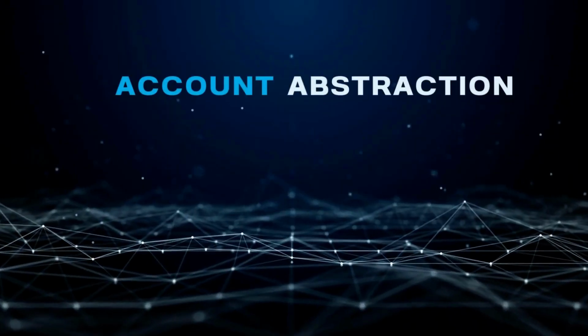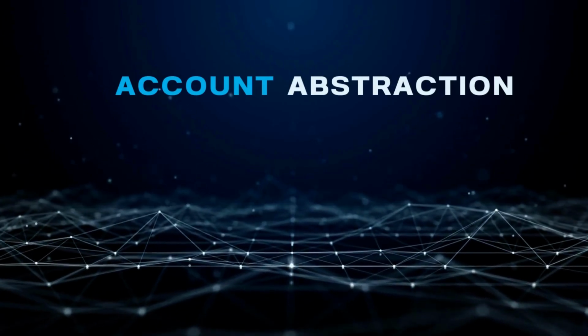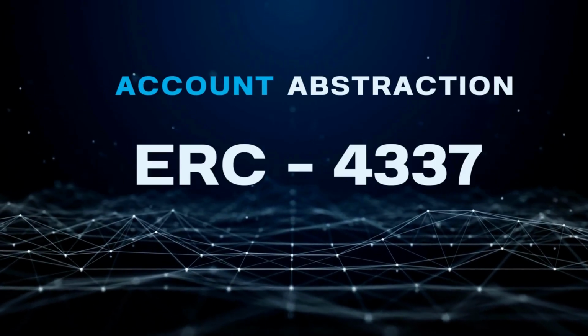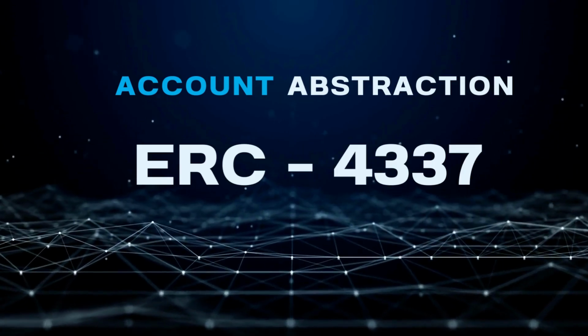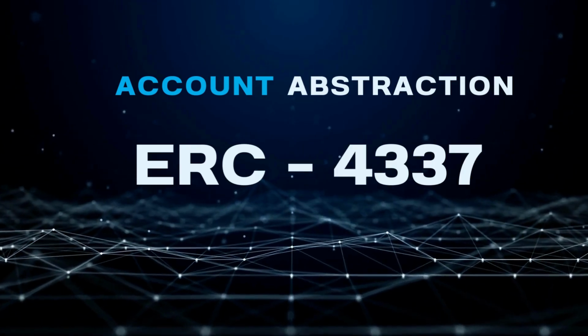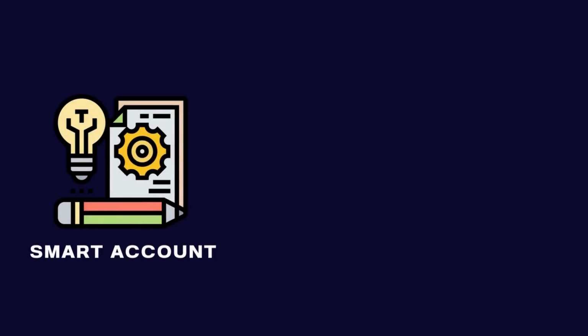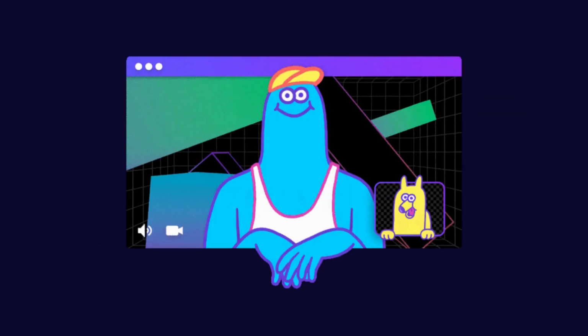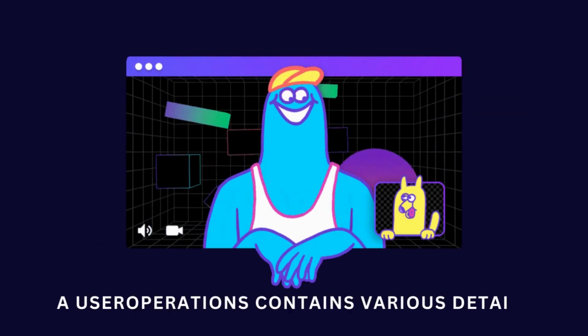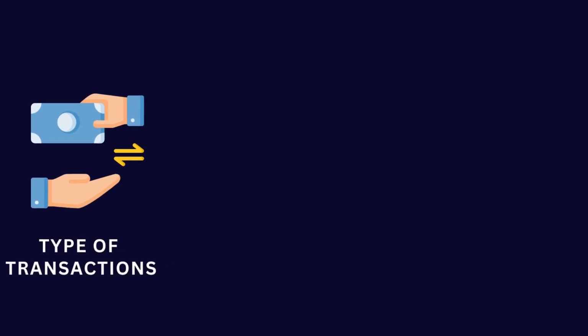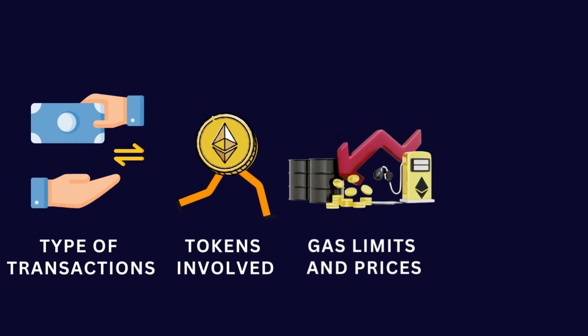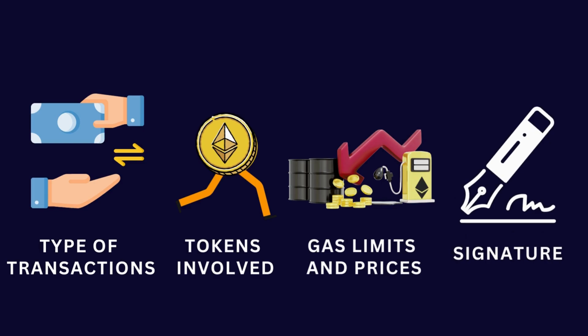One of the most prominent proposals for account abstraction is ERC 4337, which does not require any consensus changes, but uses off-chain messages called user operations. User operations are like instructions that tell the smart account what action to take on behalf of the user. A user operation contains various details, such as the type of transaction, the tokens involved, the gas limits and prices, and a signature to validate the transaction. These details help determine how the transaction should be processed.